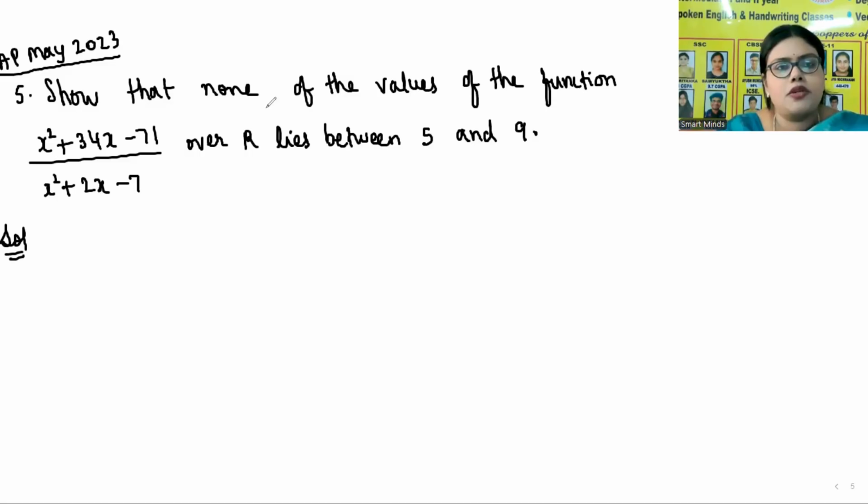Now take the next question. Show that none of the values of the function over R lies between 5 and 9. This question recently appeared in AP May 2023 paper. So let us see how to proceed.